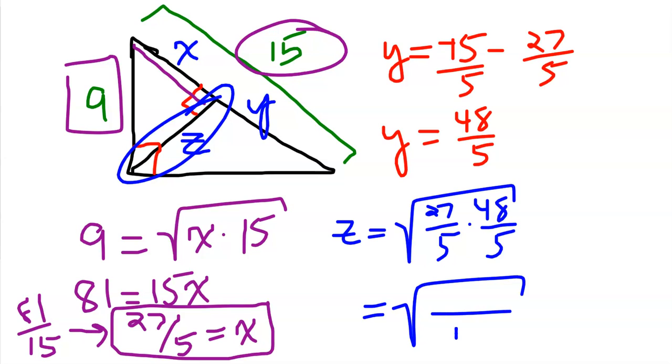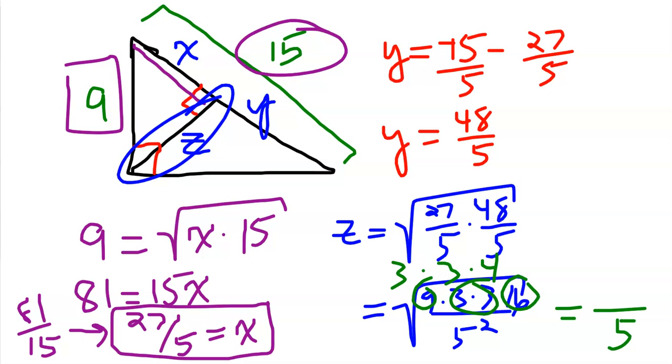But we're going to rewrite that as, this is 5 squared, 9 times 3 for 27, then 3 times 16 for 48. What does that mean? Well, the square root of 9 is 3. We have two 3s here. 3 times 3 is 9. That means we have another 3. And square root of 16 is 4. Similarly, in our denominator, we have 25 or 5 squared. So our denominator is going to end up being 5. And our numerator is going to be 3 times 3 times 4. That is 9 times 4, or 36. So z is 36 over 5.